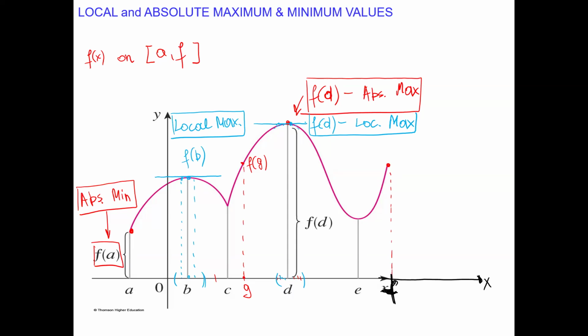The slope of any horizontal line is 0, but we can define slope in terms of calculus as the derivative. So we can say that the derivative at the point b is 0. The derivative of the function at the point d is also 0.